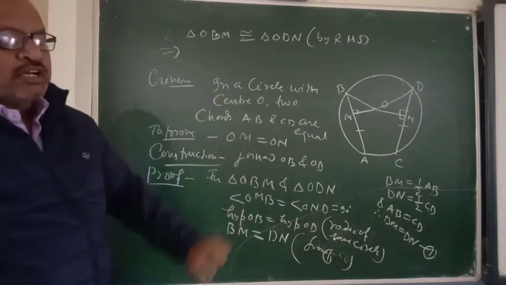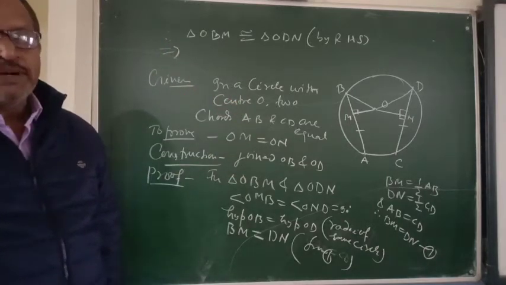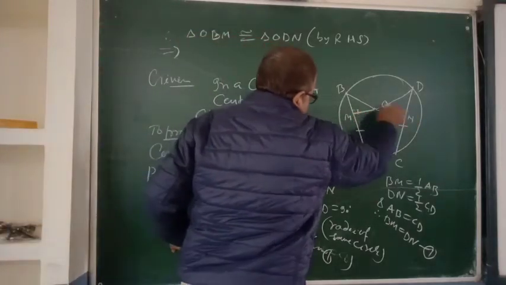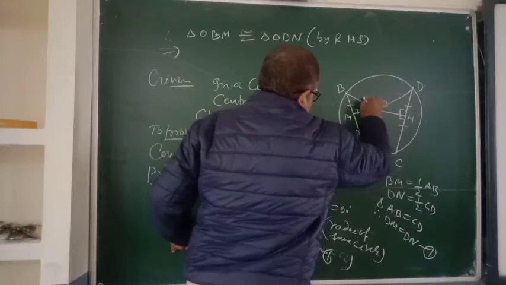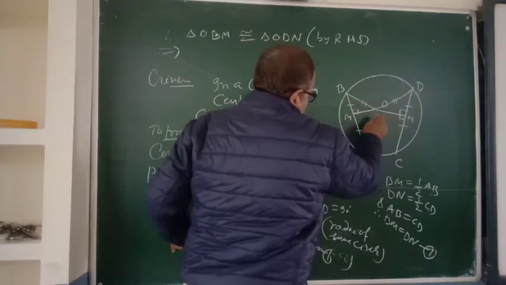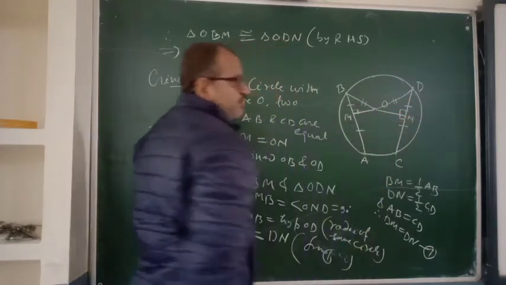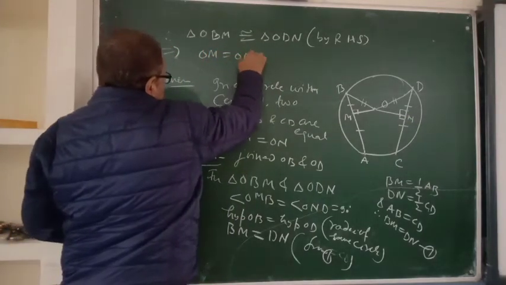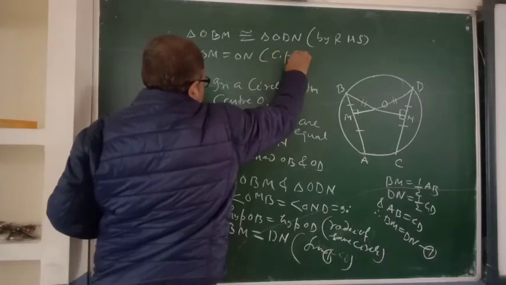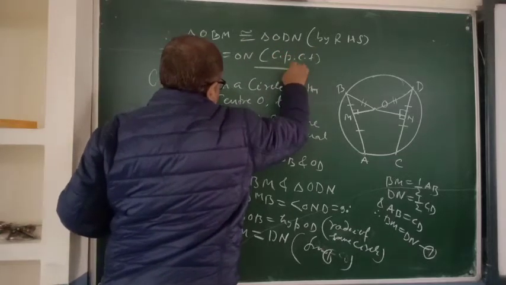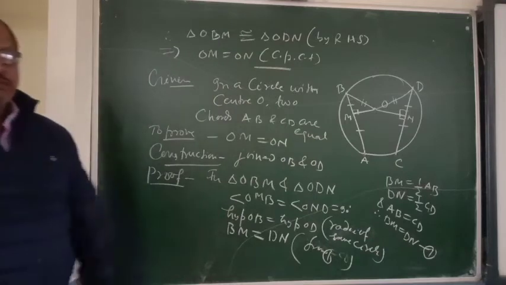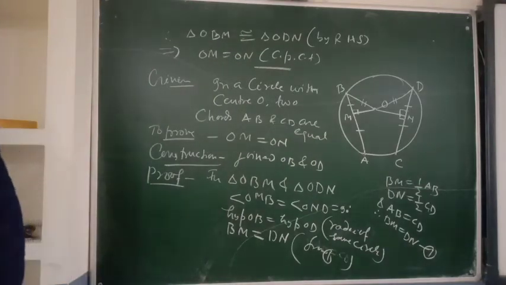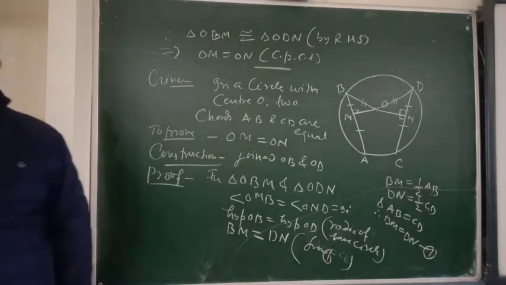So both the triangles are congruent, so their corresponding parts will be equal. So BM and DN, these two sides are equal. This one is the radius, so equal. So the third side OM will be equal to ON. So we can write OM is equal to ON, corresponding parts of congruent triangles. So this theorem is proved: equal chords are at equal distances from the center.